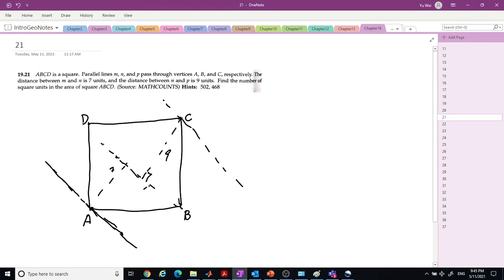Let's draw a picture. So this is M and P. M and P, they are parallel. Then we have this one is 7, the other is 9. Okay. So normally when you see this, for a square, and we have the 7 and 9, we need to find some ratios. So let's do the similar triangles.